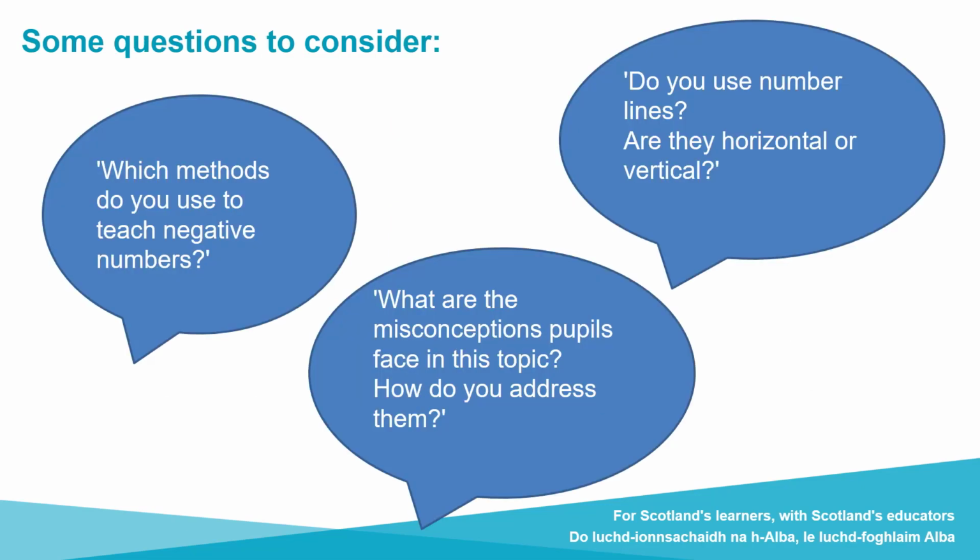When we're preparing to teach learners about negative numbers, it's worth taking time to reflect on our own understanding of negative numbers and how we're going to approach these concepts. Are we going to use number lines? Are we going to use them vertically or horizontally? What are the benefits and drawbacks of each? In particular, it's important to think about what some of the misconceptions that learners might encounter during this topic are, and how we're going to try and prevent these from occurring. So these are just some of the things that we're going to think about over the next few slides.